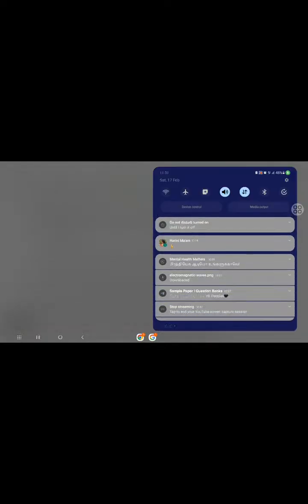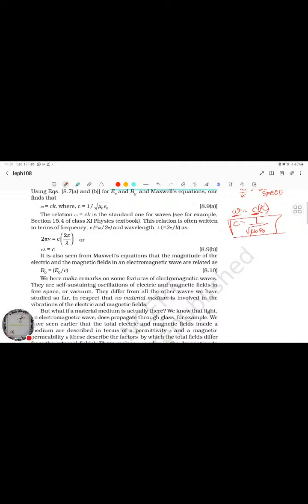So here we are not having any derivations given in this book. As far as the NCERT book is concerned, there is no derivation. So the relation omega is equal to ck is the standard one for waves. See for example section 15.4 of class 11. Okay, fine. This relation is often written in terms of frequency, so it is mostly written in terms of frequency.